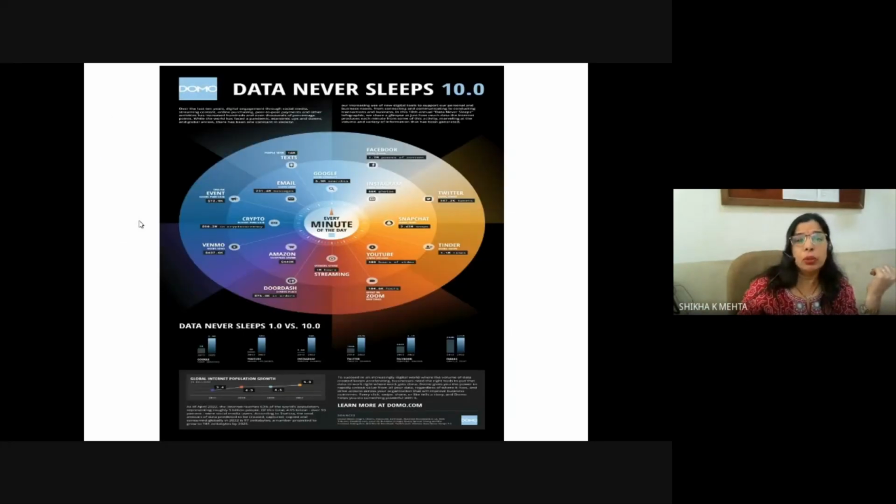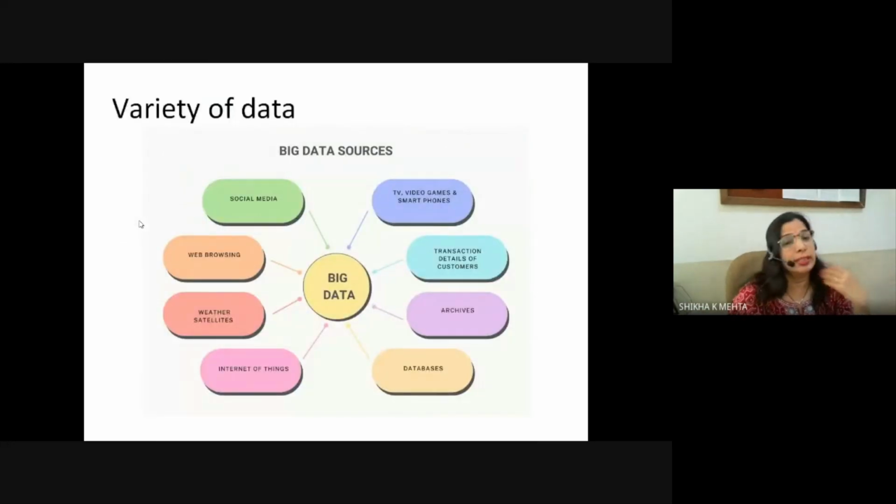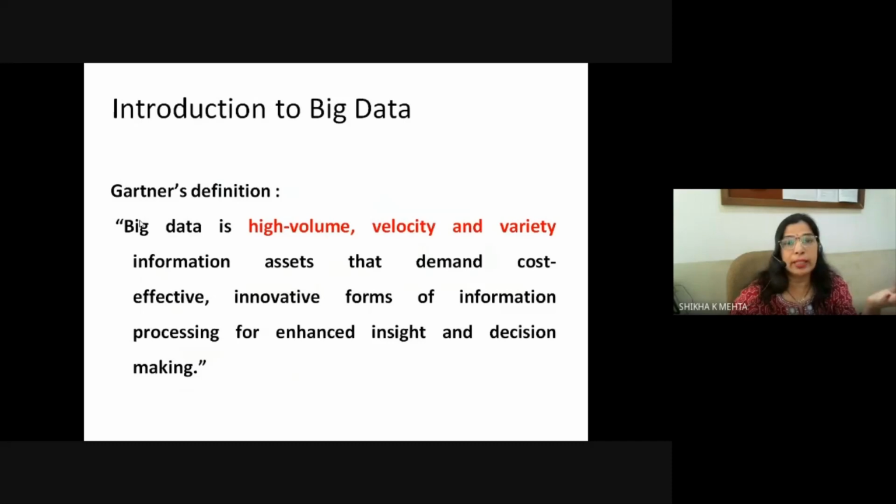Then, how do we understand this data? According to Gartner, big data is high volume, velocity, and variety. These are the three prime V's used to define data. They are information assets that demand cost-effective, innovative forms of information processing for enhanced insights and decision making.